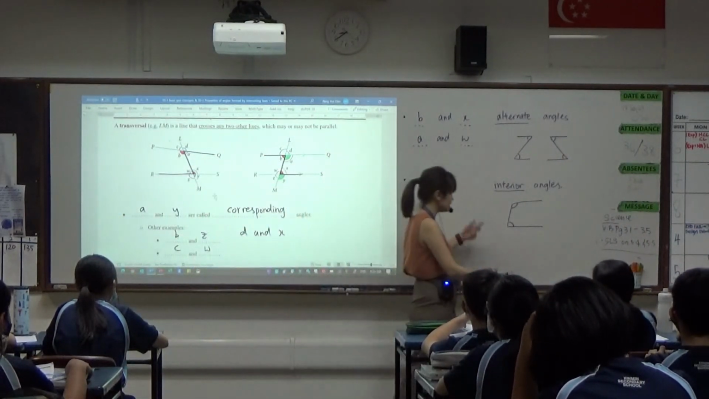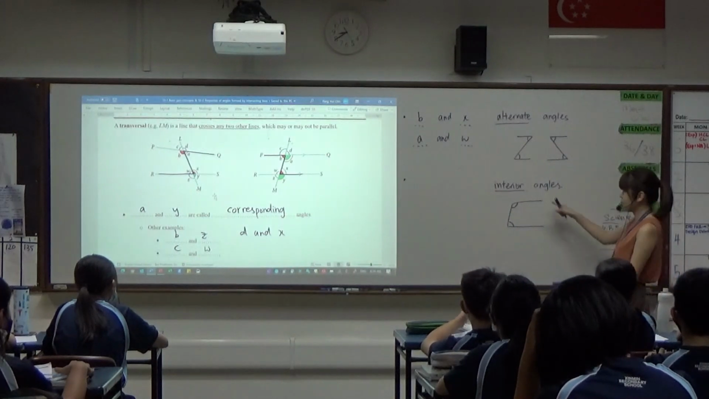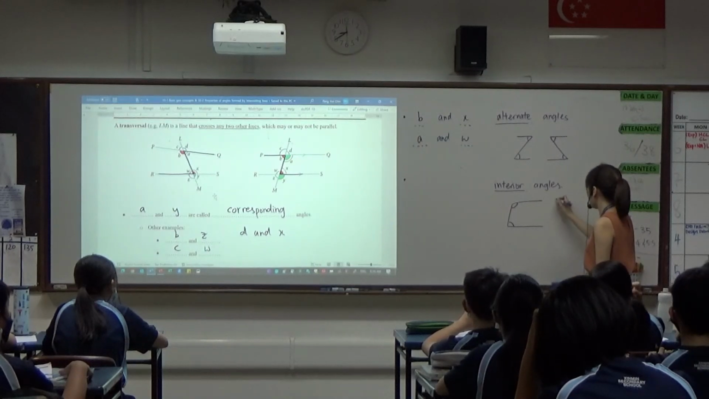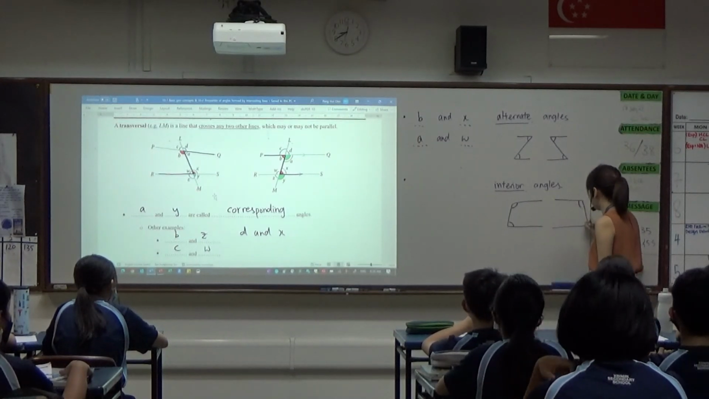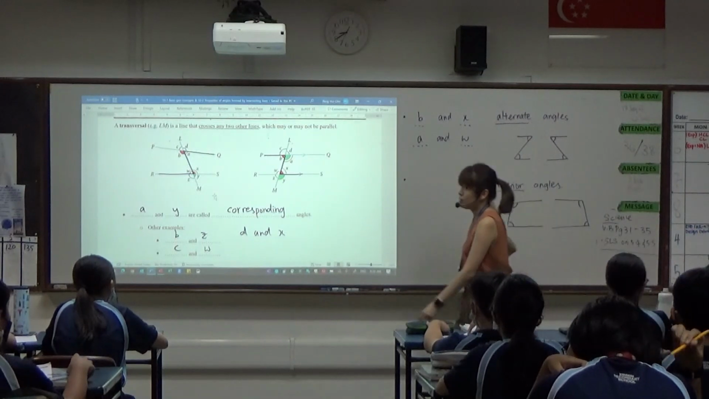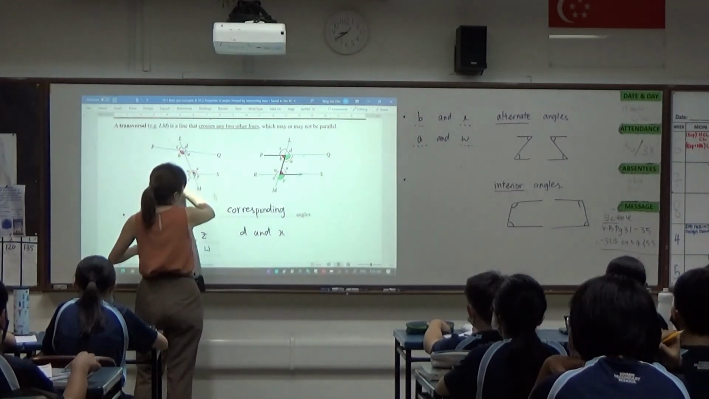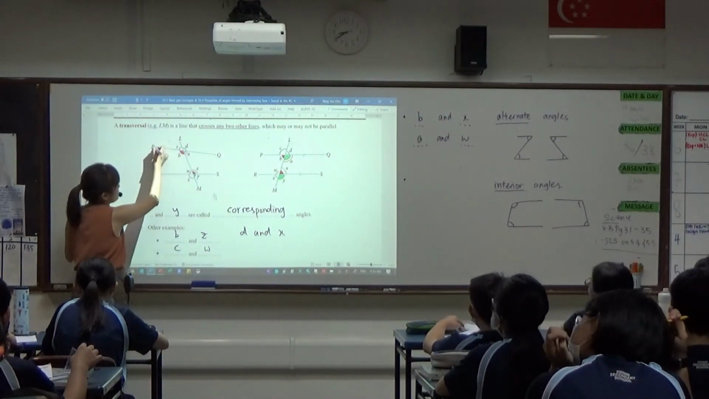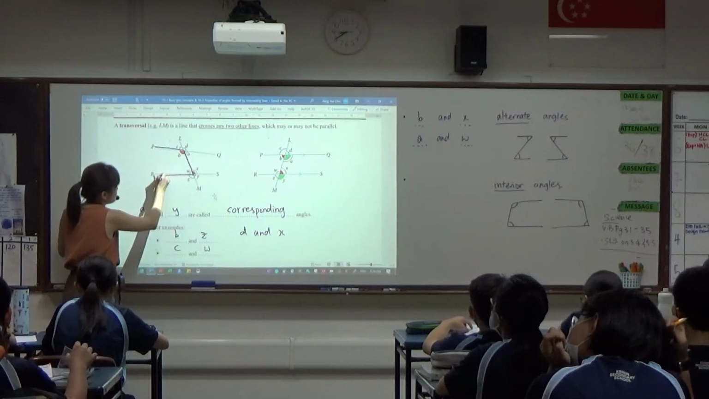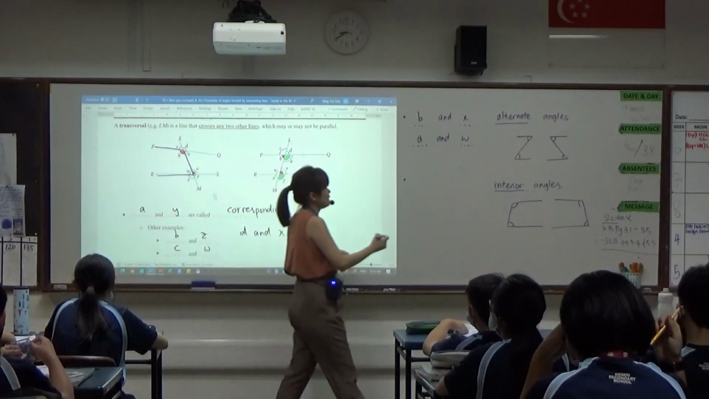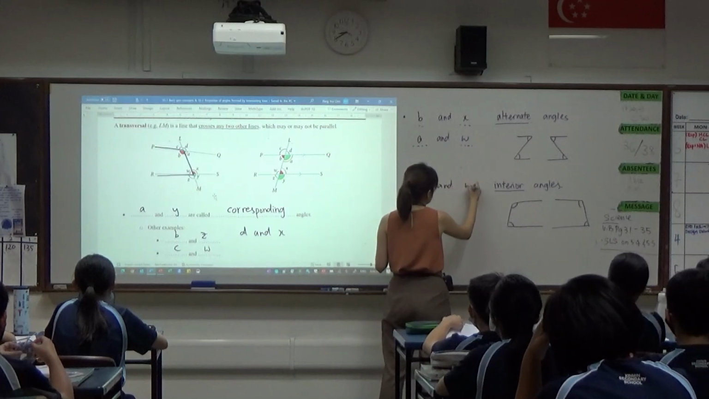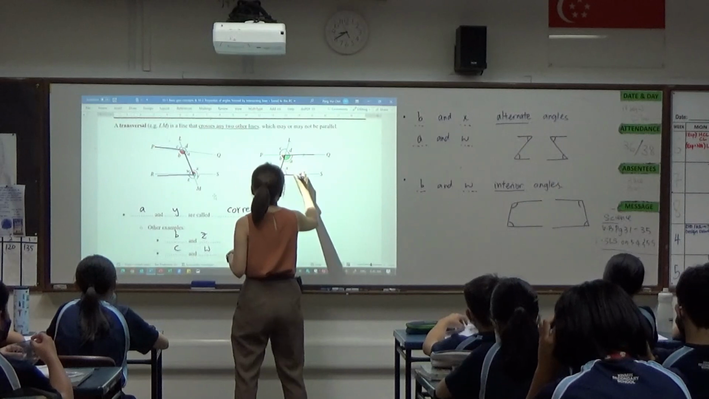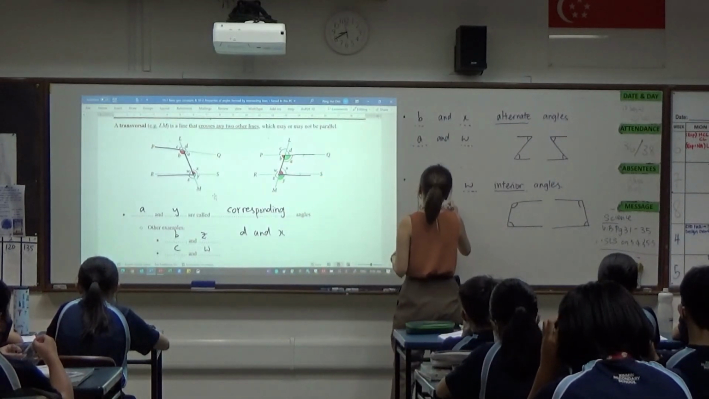Now for interior angles, it's a C shape, either this C or the other C also can. In this manner. Anyway, don't care whether in primary school you would have learned it, or on SLS home-based learning last week. One of the C's that we can have is here, where we find B and W as a pair of interior angles. And the other way around is to have A and X.